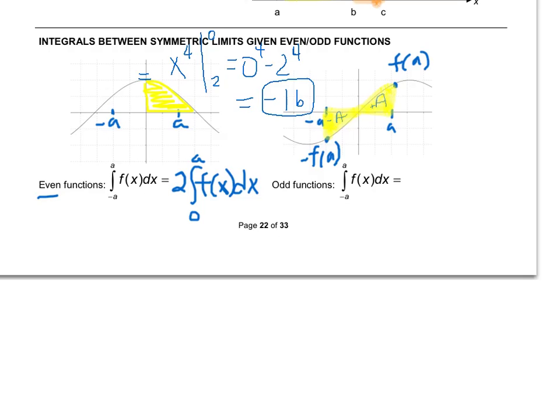So this is everybody's absolute favorite feature in the world: if you know that a function is odd, then the definite integral from negative a to a is just going to be 0. The areas basically cancel each other out. Okay? Yay!